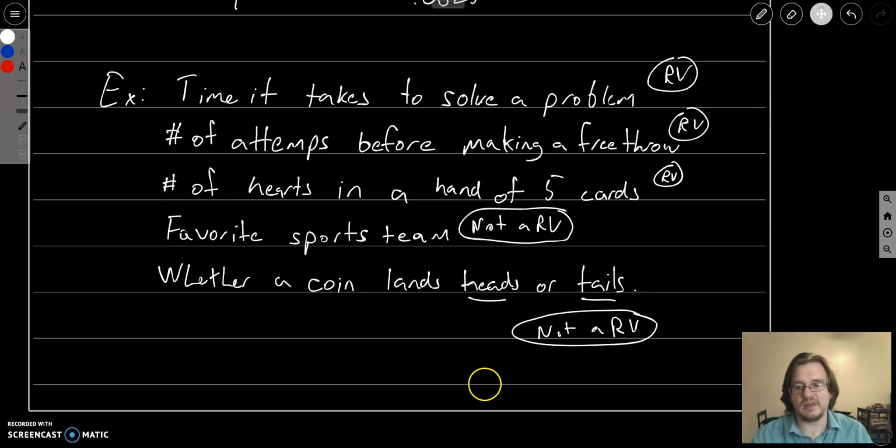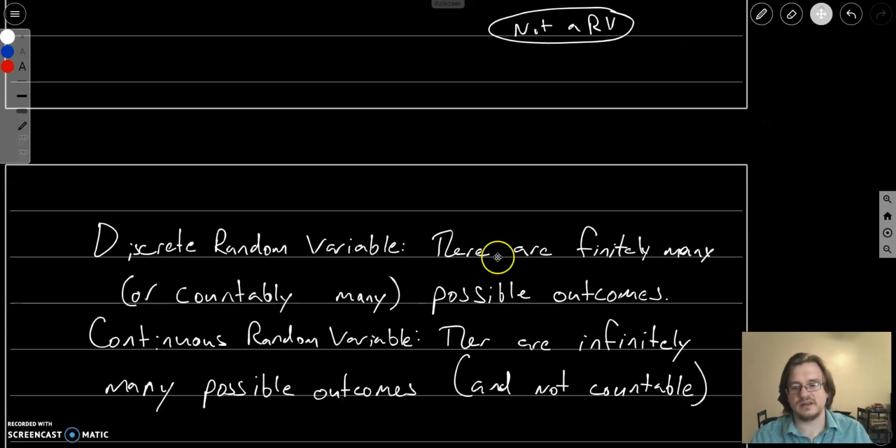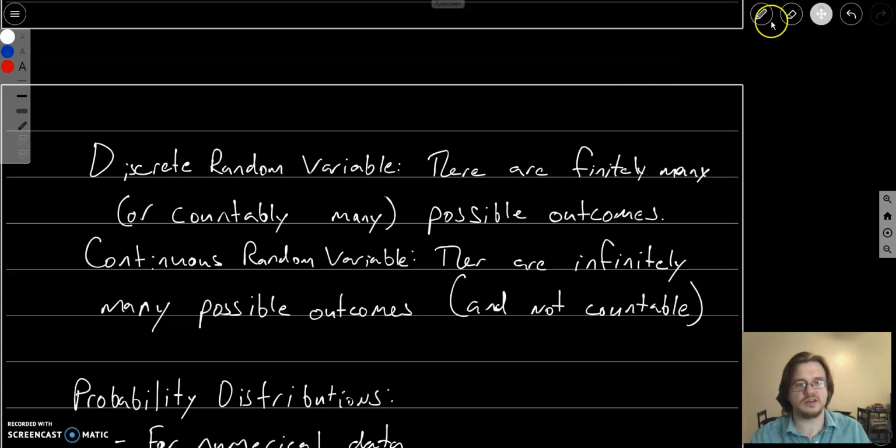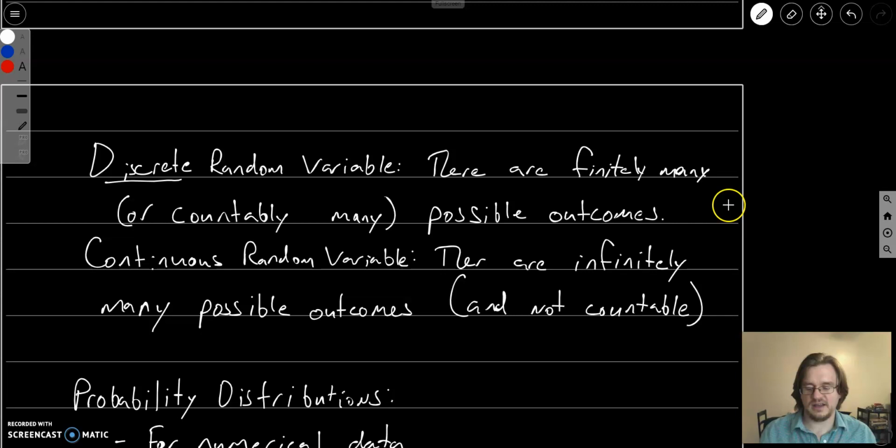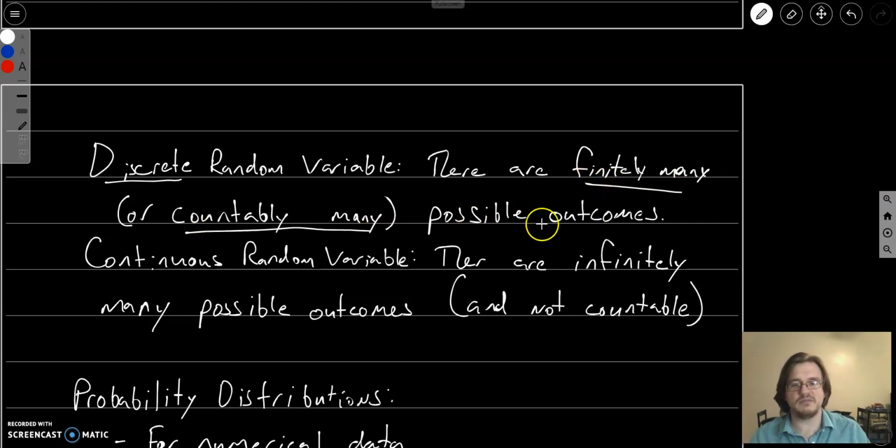Okay. And I mentioned that this chapter is mostly going to focus on discrete random variables. The word discrete here means that there's going to be separation between the possible outcomes of a procedure. A more technical definition would mean that there are either finitely many or countably many possible outcomes, as opposed to a continuous random variable where there are infinitely many possible outcomes and you can't count them.